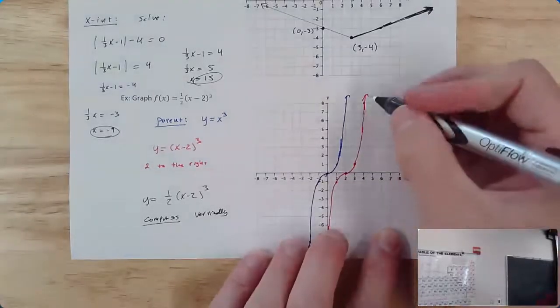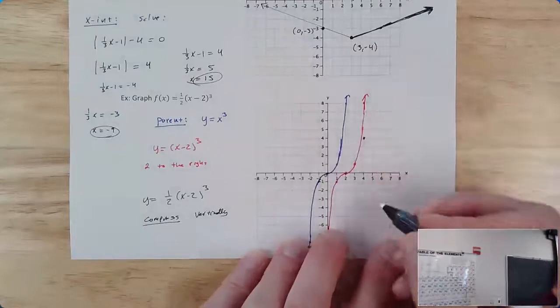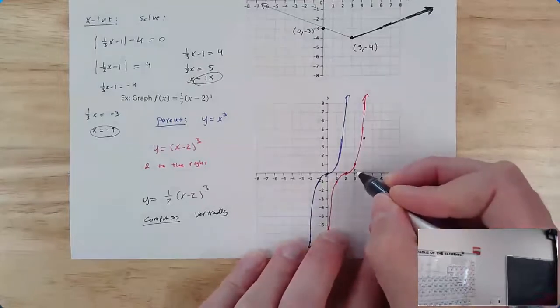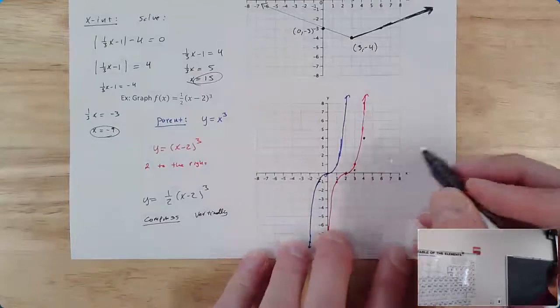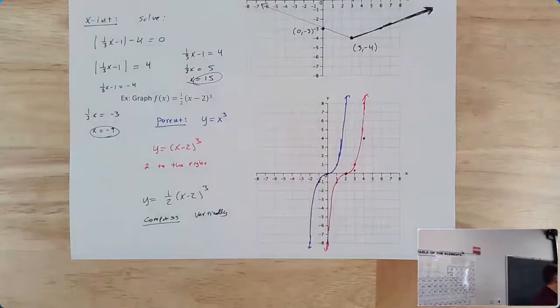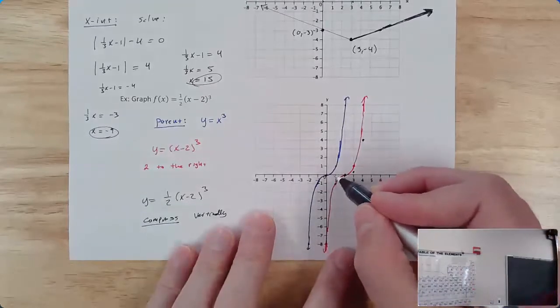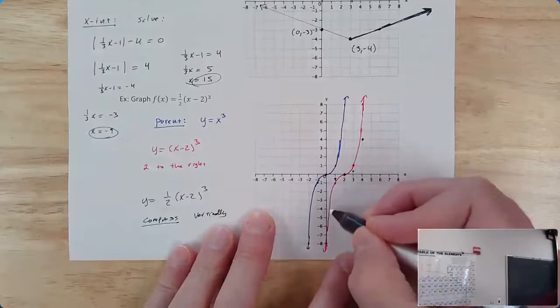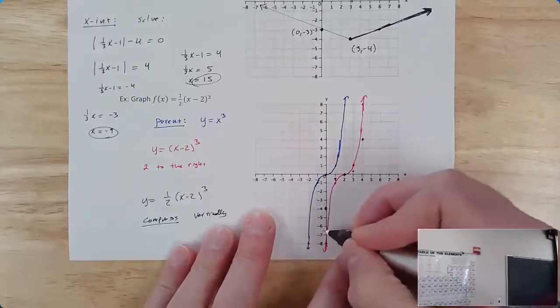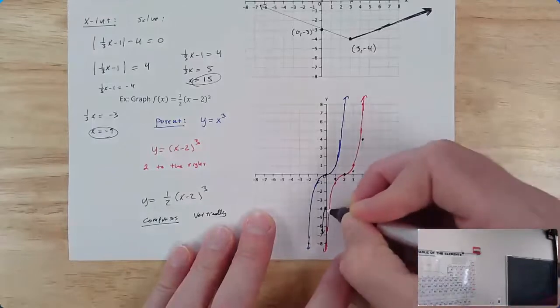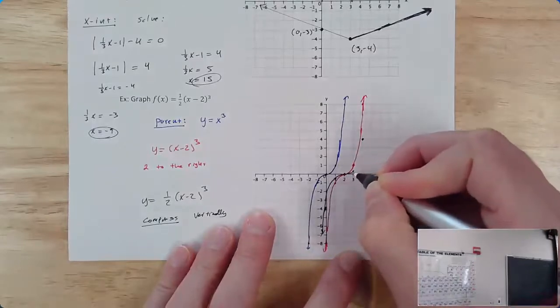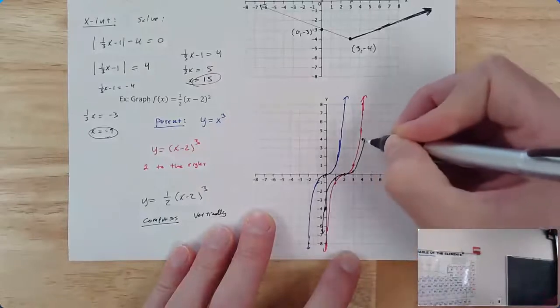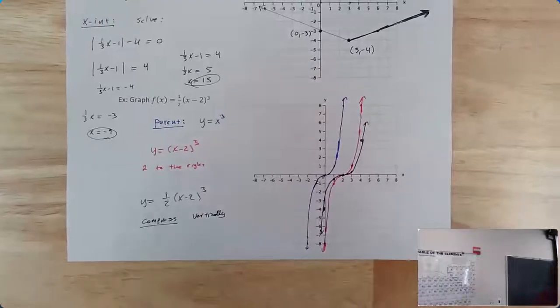So instead of (4, 8), I get (4, 4). Instead of (3, 1), I get (3, 1/2). Instead of (2, 0), I still get (2, 0), because half of 0 is still 0. Essentially you're moving towards the x-axis, squashing everything above down and below up. So instead of (1, -1), I get (1, -1/2). Instead of (0, -8), I get (0, -4). Okay, here's my new graph. Wish me luck. All right. It's kind of hard to tell, but it really is getting squashed down.